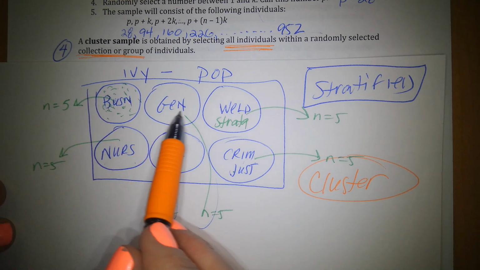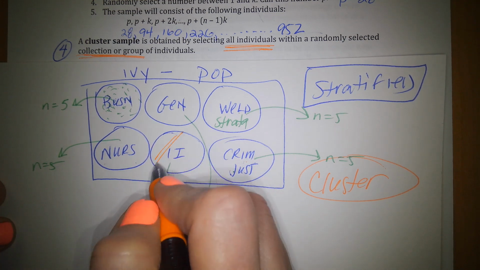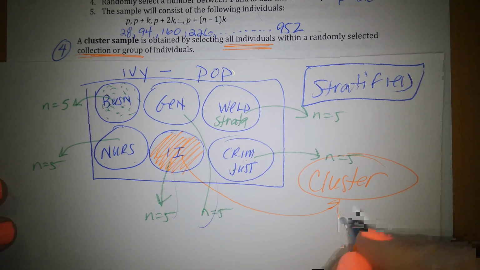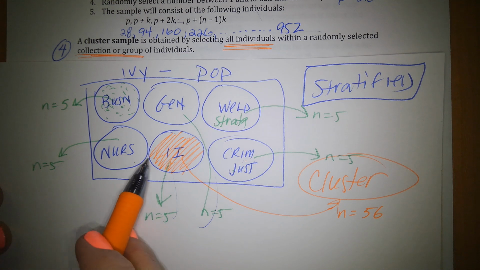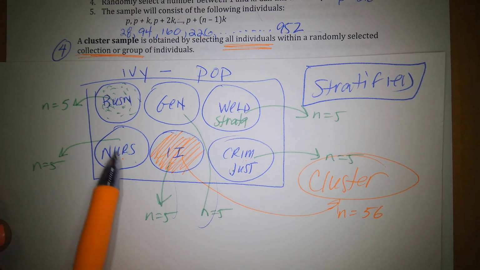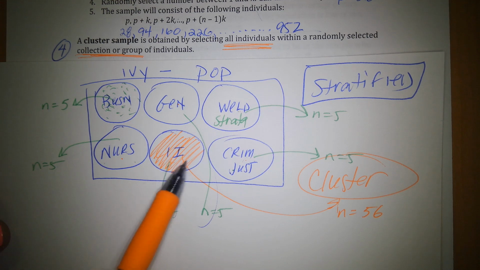So let's say I separated Ivy Tech into these majors. A cluster sample would select every single individual within one particular group. So let's say I took all of the IT, and every single person in here would be part of my sample. And let's say there were 56 people in IT, and I've taken every single person from IT and used those as my cluster sample. So I didn't survey anybody in nursing, business, general studies, welding, or criminal justice, just everybody in IT.